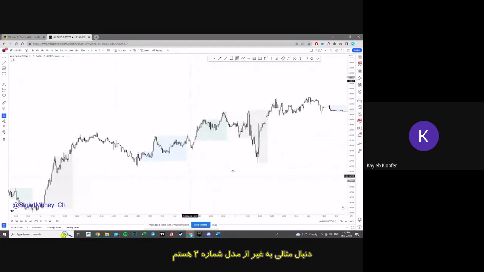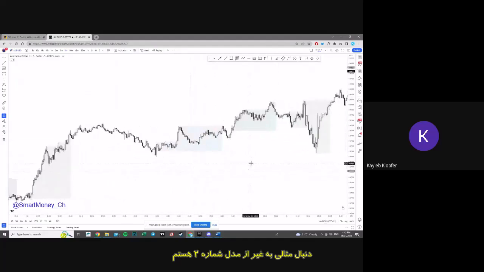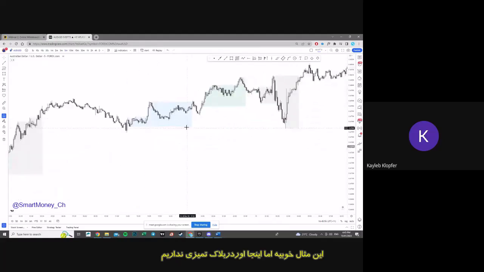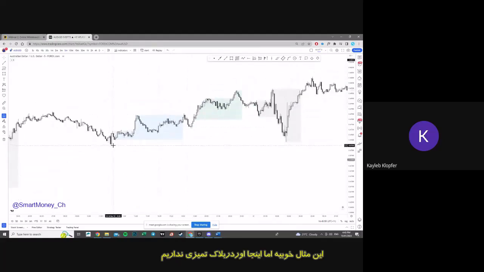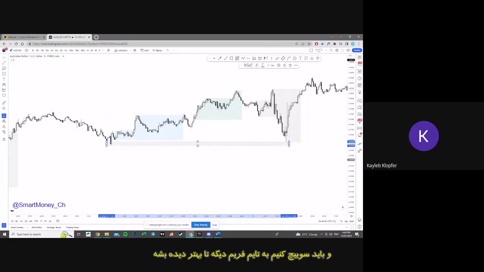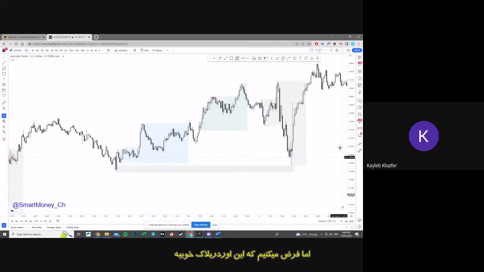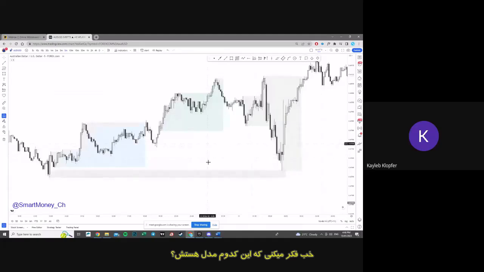We'll look for one that's not a number 2. This is a good example, but there's no clear order block here. But let's say there is a clear order block here. I know it's not clear, and we'd have to go in another time frame to find a clear order block for here. But let's pretend it is much more clear. Okay, so what do you think this one is for today?